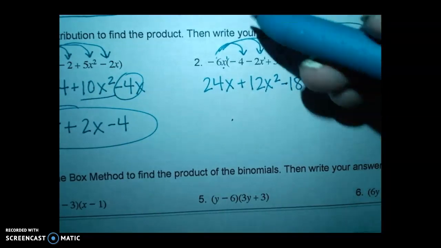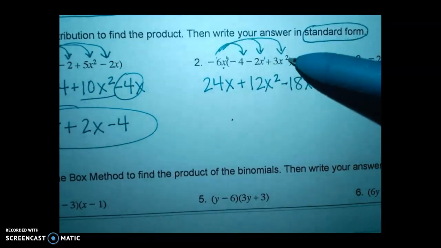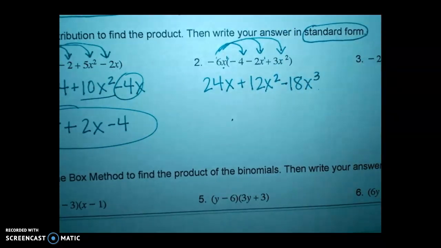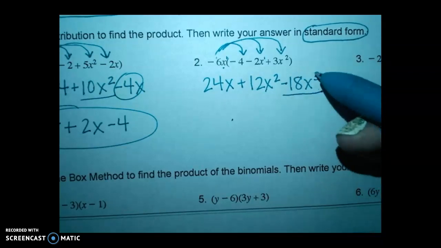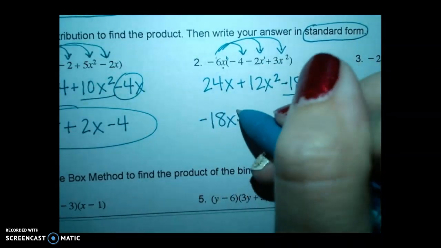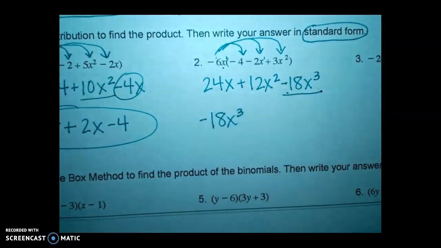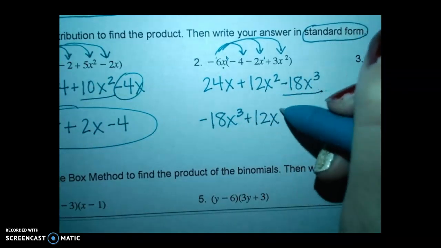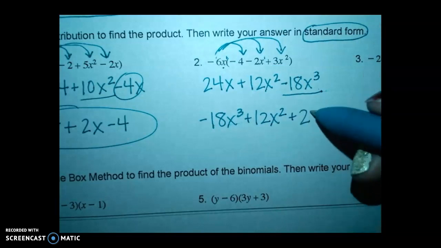You have the 1 here distributed to the 2 here, so that is x to the third. And then you need to rearrange it in descending order. So this is the largest priority. It's the biggest degree. So negative 18x cubed. Next would be plus 12x squared. And then plus 24x.